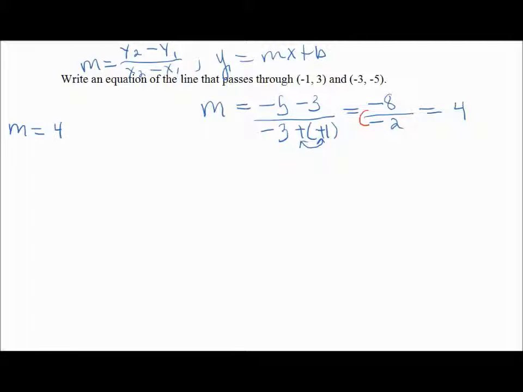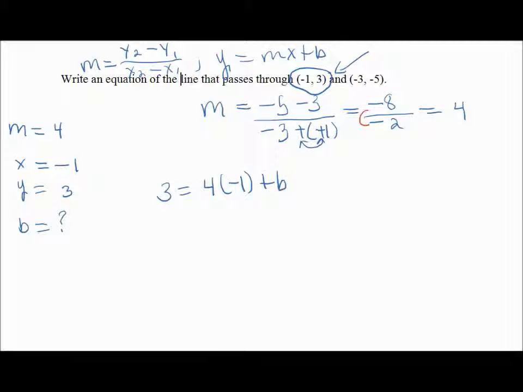My m is 4. I need an x, I need the y, and I need the b. I'll pick a point. I think I'll take this one. I'll take this first ordered pair, and I'll use negative 1 for my x, 3 for my y, and the b, I don't know. That's what I'm looking for. I'll put them in the order of the slope-intercept form. So that's going to be 3 is equal to 4 times negative 1 plus b. So that'd be 3 equals negative 4 plus b.